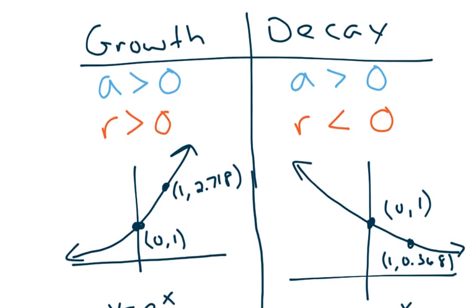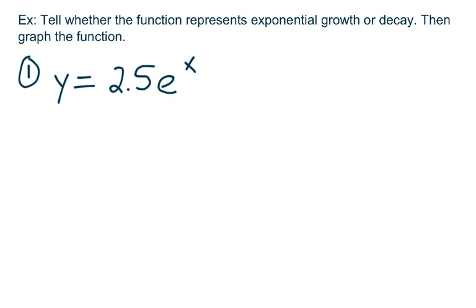Okay, so there's a difference between growth and decay. Really, the only thing that changes is this r value. Whether it's negative or positive will determine whether or not it is growth or decay. Okay, so let's do an example.